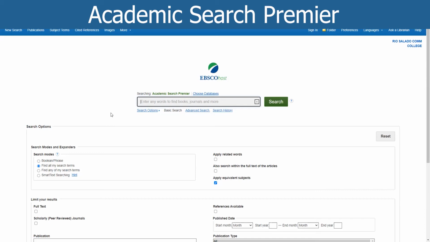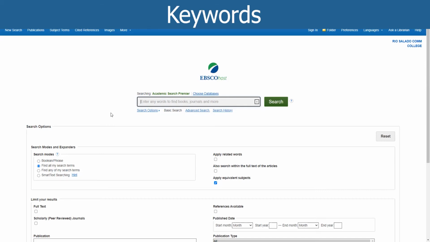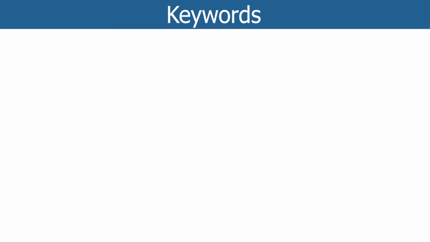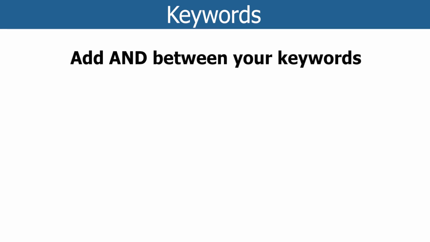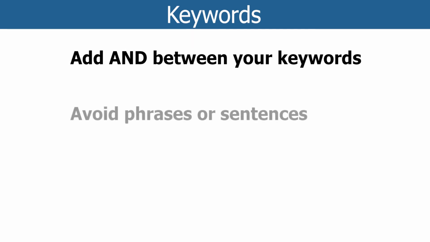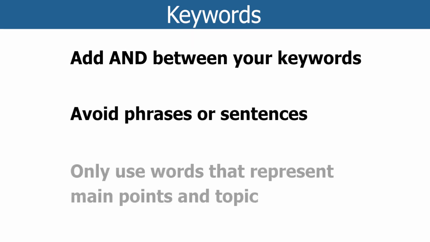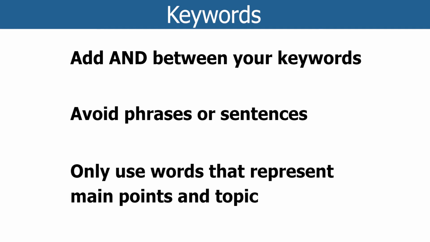Before we start typing in our keywords, we need to know how this database searches. Searching in this database can be a bit tricky. It does not work like Google. To get the best results, you have to add an "and" between each keyword. Avoid phrases or sentences, and only use words that represent the main points of your topic.